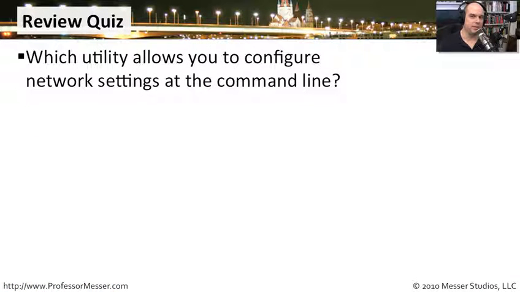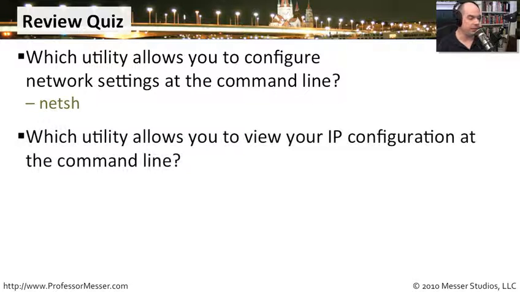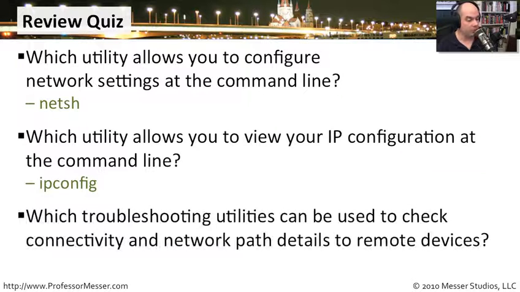Let's review some of the things that we've learned in this video. Let's look at our first question, which is, which utility allows you to configure network settings at the command line? It's a really useful utility. You'll use it a lot, and it's called netsh. The next question, which utility allows you to view your IP configuration at the command line? That's one where we are able to see all of the different settings that we have for our IP configuration, and that's called ipconfig. And the last question, which troubleshooting utilities can be used to check connectivity and network path details to remote devices? There were two utilities that we used to be able to do that. One was called ping, and the other one was called traceroute.